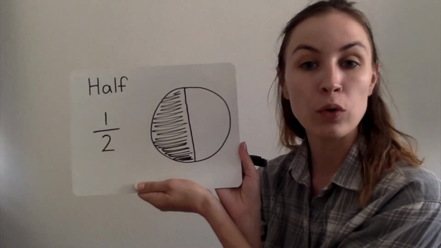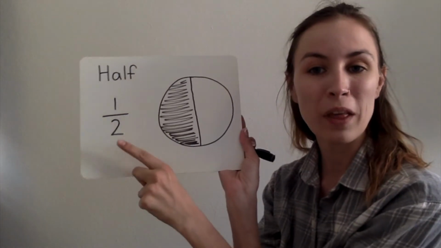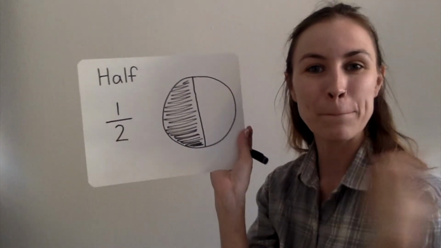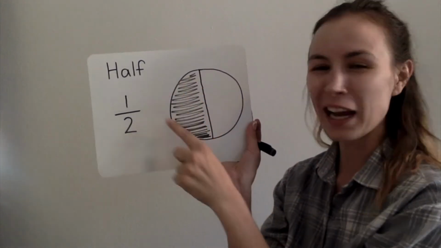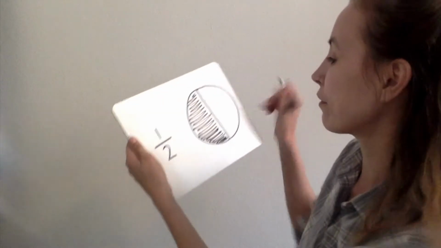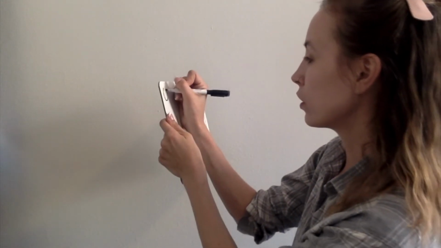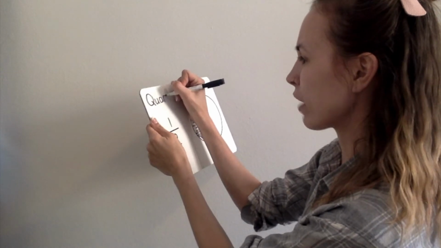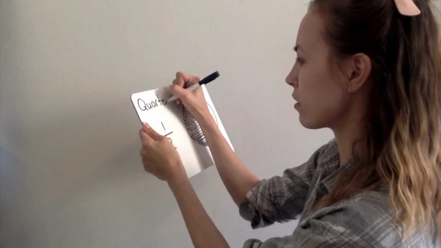Now today, we are going to learn all about quarters. And when we talk about quarters, I'll show you what this number looks like. And even though this number is getting bigger, our fraction is actually smaller. And I'll show you what I mean by that. So let's change the word half to quarter. And you might recognize this word from our money unit.